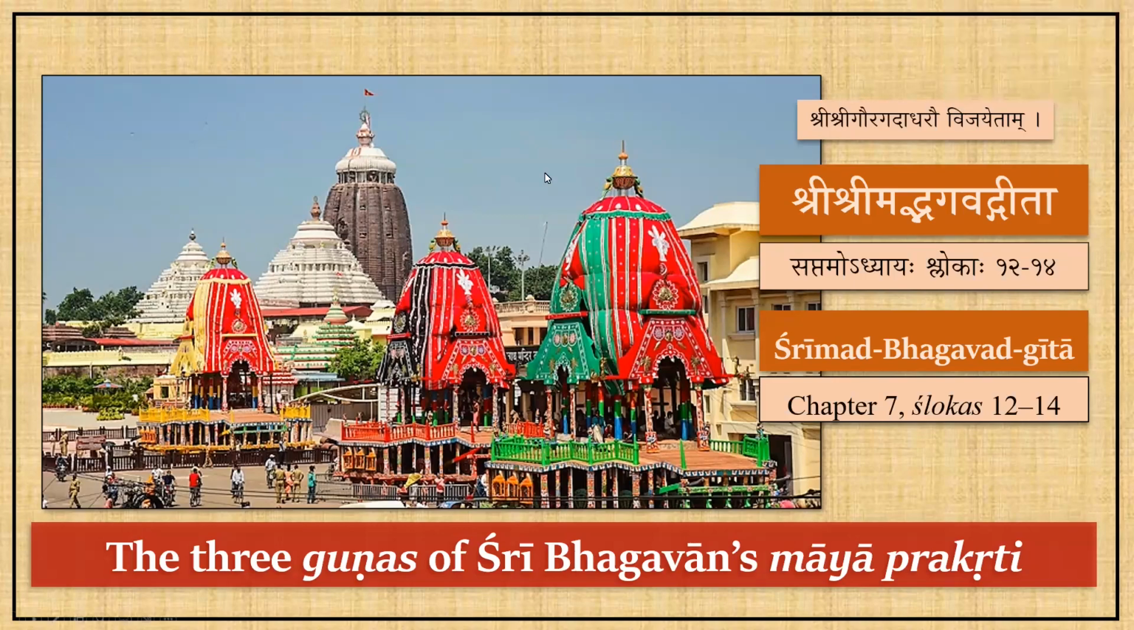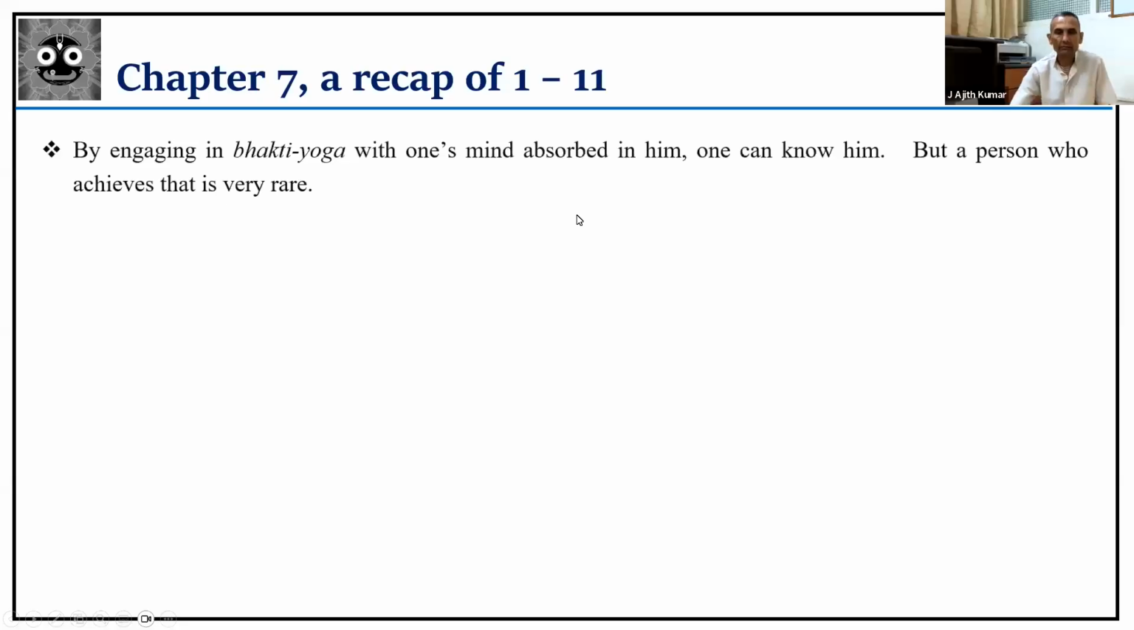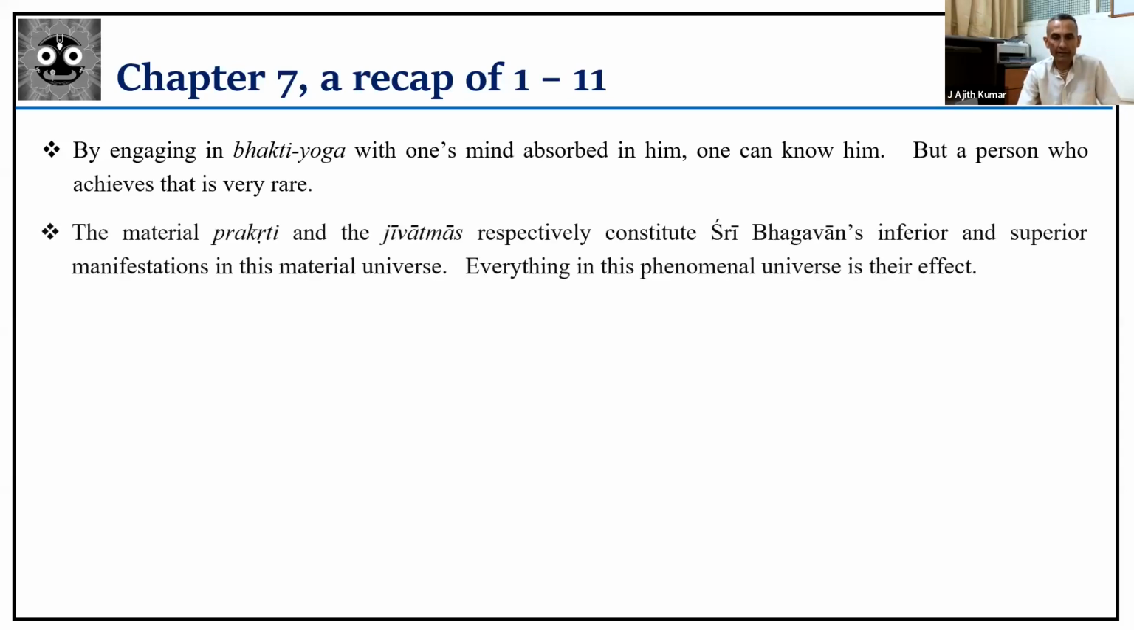So let's first recap what we have done earlier. Chapter 7 began with Sri Bhagavan saying that by engaging in bhakti yoga, with our mind absorbed in him, Mayyasakta manah partha yogam yunjan madashrayah asamshayam samagram mam yatha jnyasyasi tacchrinu. So if we engage in bhakti yoga, engage in his seva with ekata and anukulata, and our minds are genuinely absorbed in him, then we can get to know him. But Sri Bhagavan also points out, Manushyanam sahasreshu kashchid yatati siddhaye yatatamapi siddhanam kashchin mam vetti tattvatah. Only a rare person really gets to know me as I am.